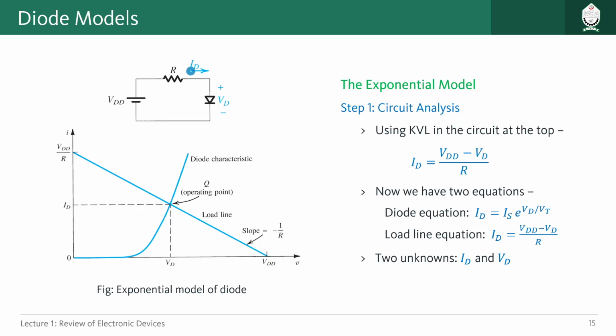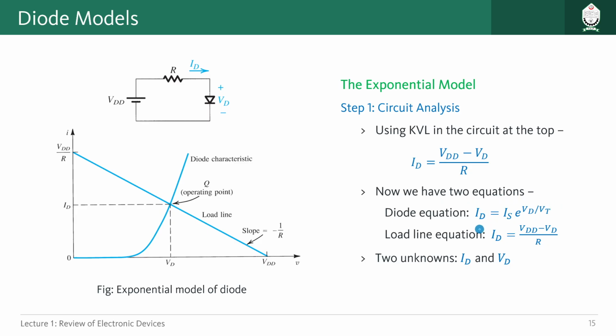So here we can see the current going through the whole circuit is ID, which is equal to the supply voltage minus the diode voltage divided by the resistance. So it will give us the KVL of this circuit. What is actually happening is we have two unknowns here, which are ID and VD, and also we have two equations that govern this particular circuit. One of them is this KVL equation, another one is the diode equation coming from Shockley's equation.